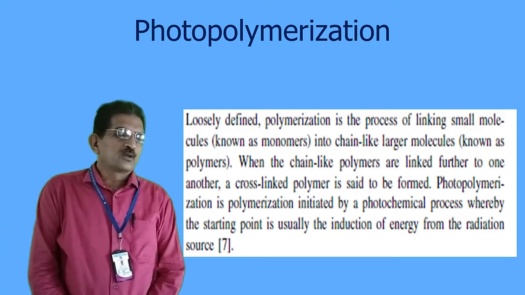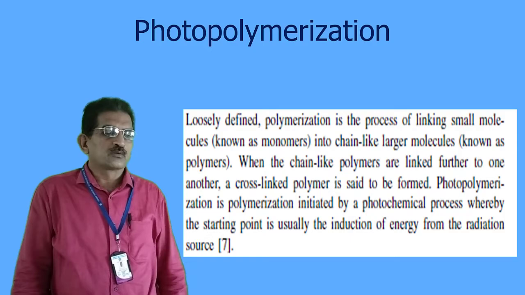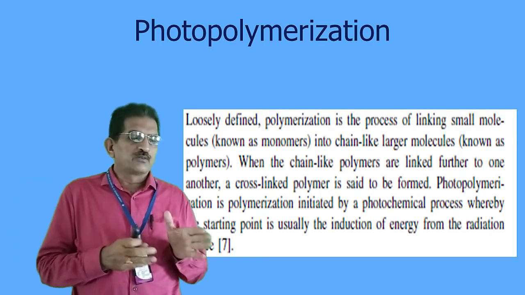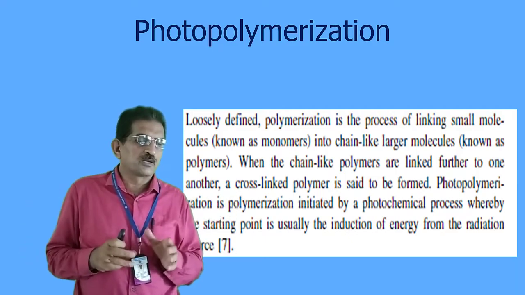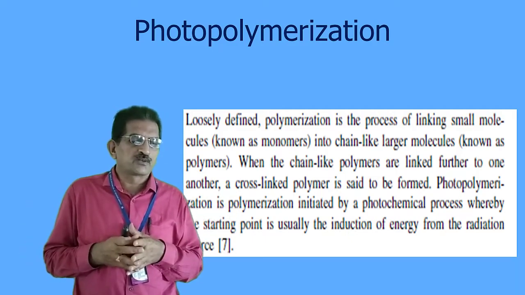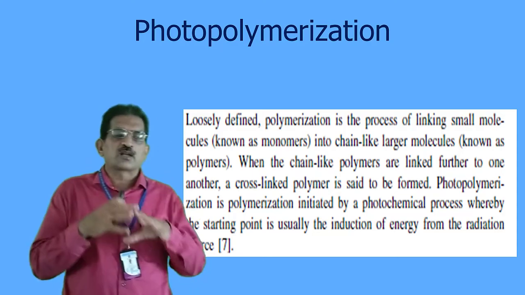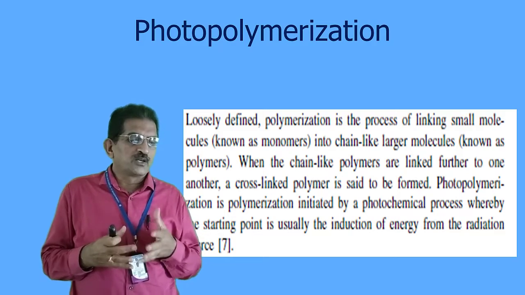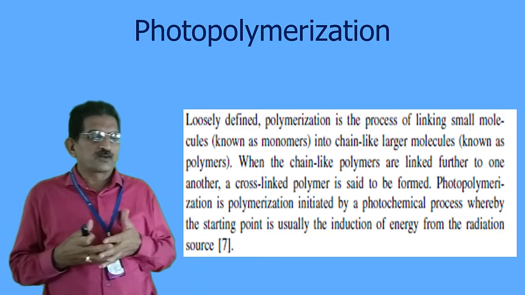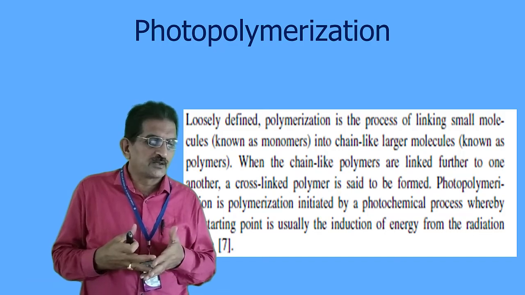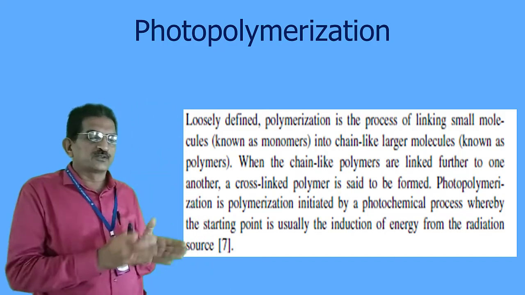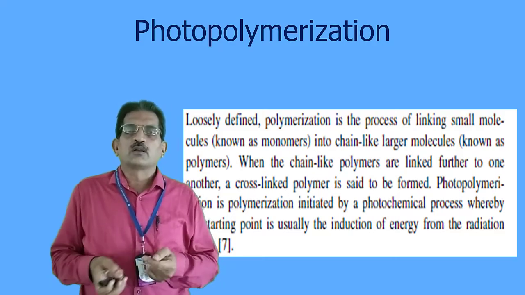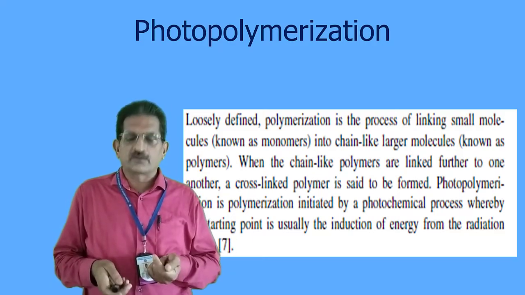Photopolymerization is the process of linking small molecules, known as monomers, into chain-like larger molecules known as polymers. When the chain-like polymers are linked further, they become cross-linked polymers. This is initiated by a photochemical process, where the starting point is usually the induction of energy from a radiation source onto the layer or surface of the liquid resin.